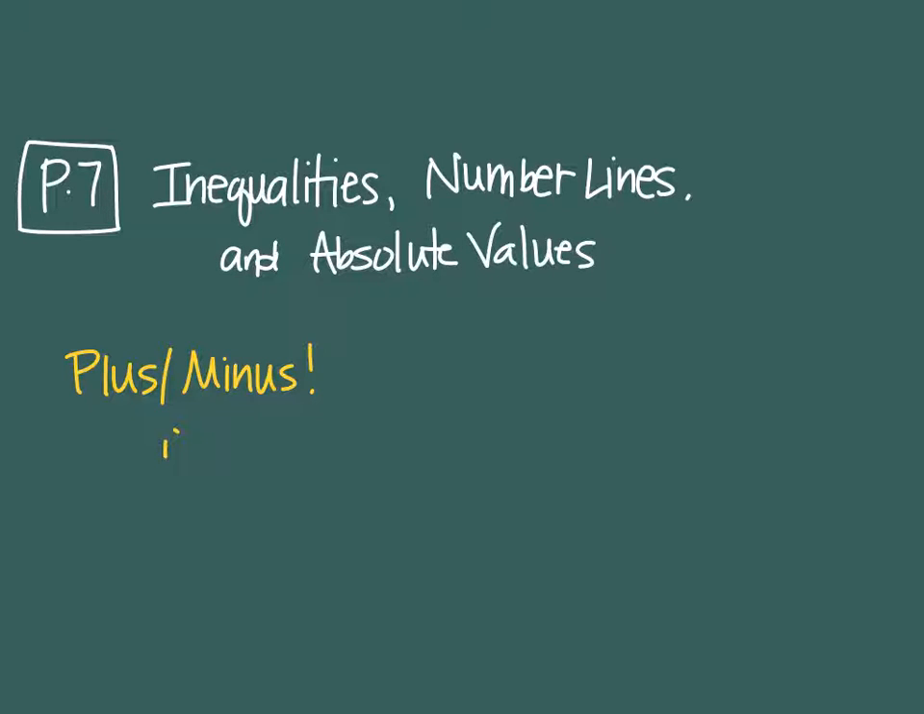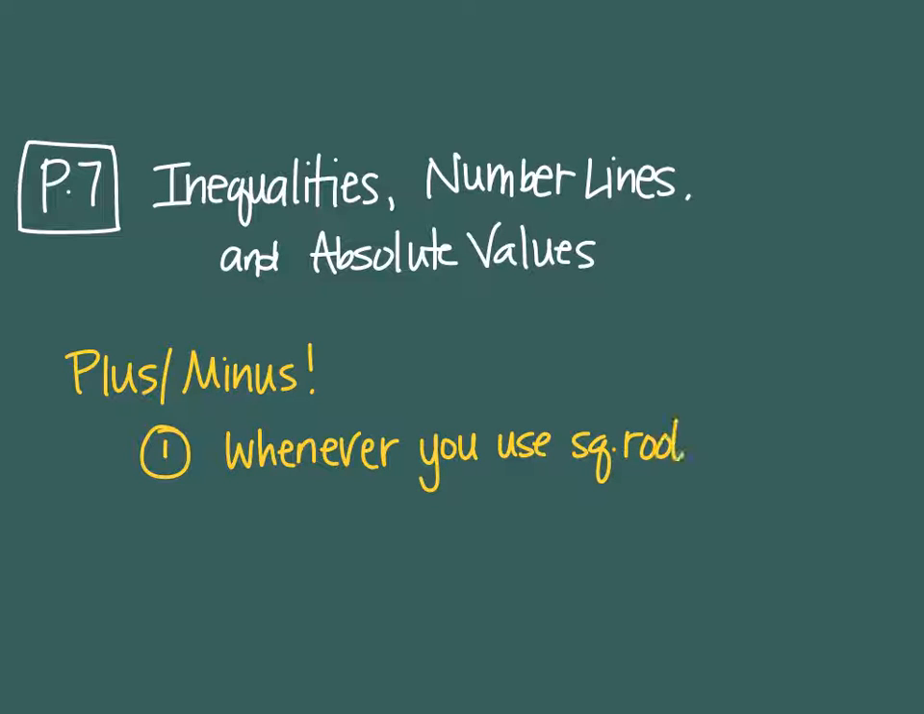So there are two times in math that a plus minus is always required. The first one is whenever you use a square root. If you use a square root in your problem, whether it's the quadratic formula or anything else, whenever you use a square root, there's got to be plus minus. So it's just going to be a reminder all the time.